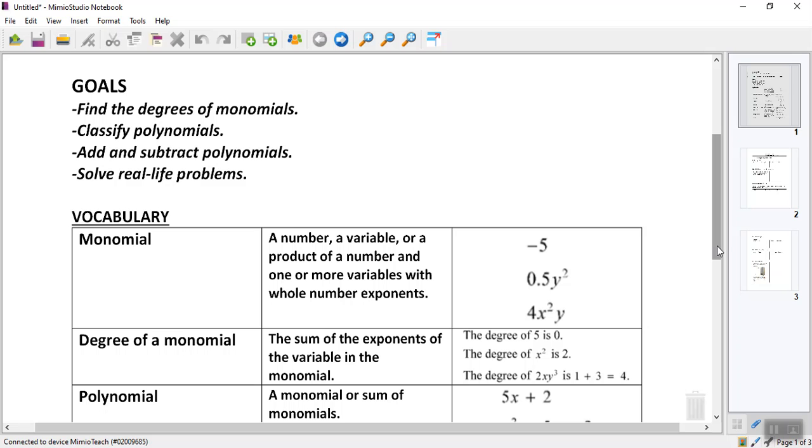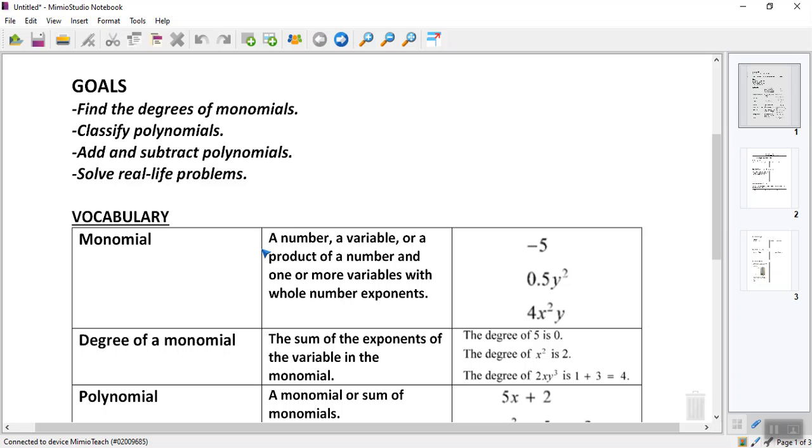What the heck is a monomial? Okay, a monomial is going to be any number, a variable, or a, what's this word mean mathematically? Product, meaning what operation? Multiplication, right? A number, a variable, or a product of a number and one or more variables with whole number exponents. And here's an example. -5 is a monomial because it's just -5. You're not adding or subtracting anything to it.